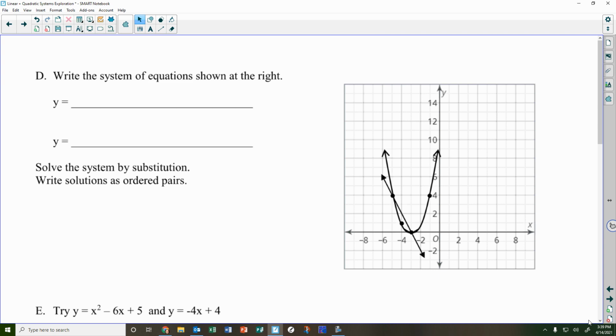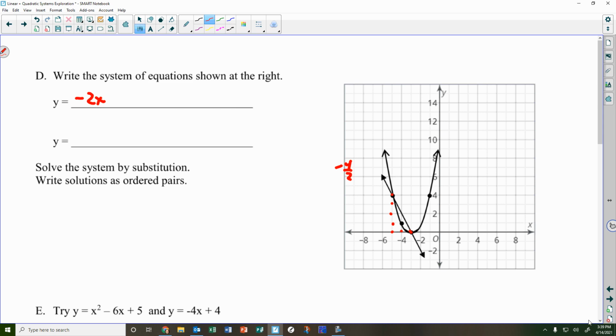Well, I got a linear line here, so I'm going to do the linear line first, all right? Because I know I have a point here and a point here. I know the slope is negative. We're going down 1, 2, 3, 4, and over 2. So I know my slope is -4 over 2, which is -2. So I already know right now that that's -2x.